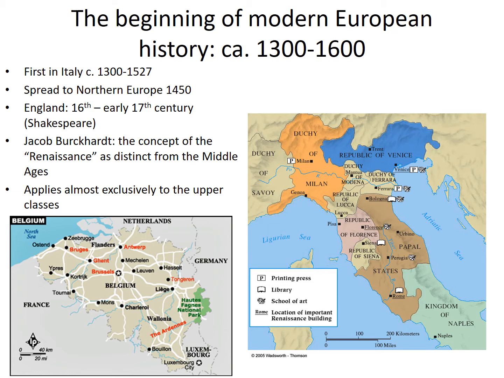Historian Jacob Burckhardt is the one who coined the concept of the Renaissance. He was from the 19th century. He's the one that talks about the Renaissance as a distinct, different time period, a different historical movement from the earlier Middle Ages. He's the one that gives it that name, Renaissance, which means rebirth.